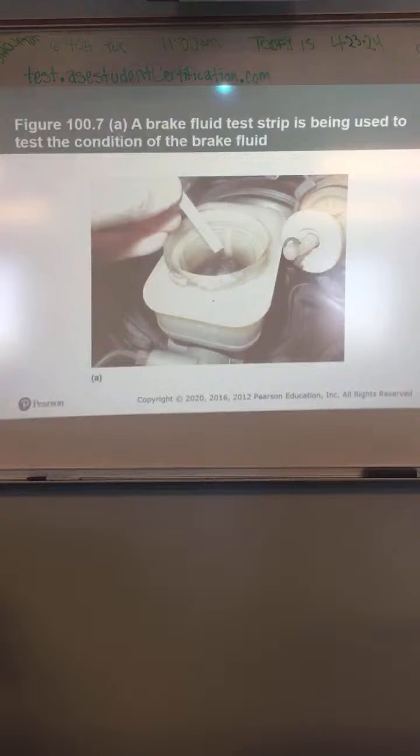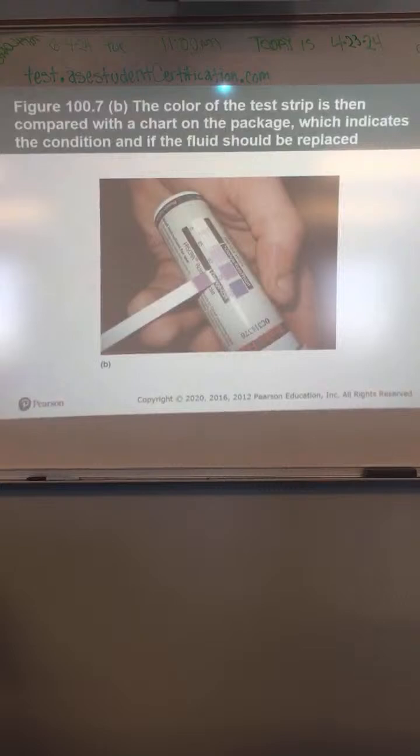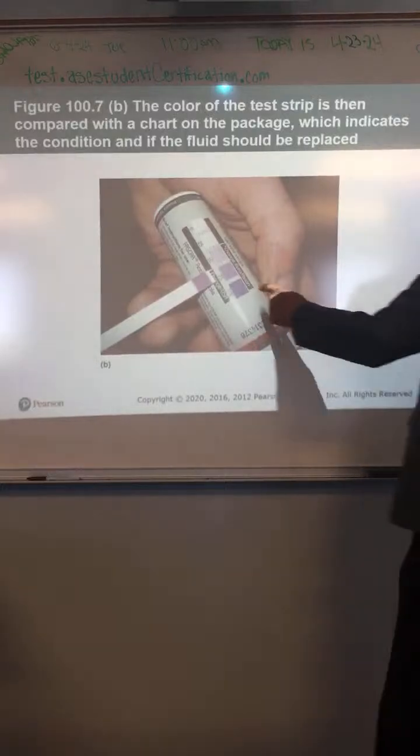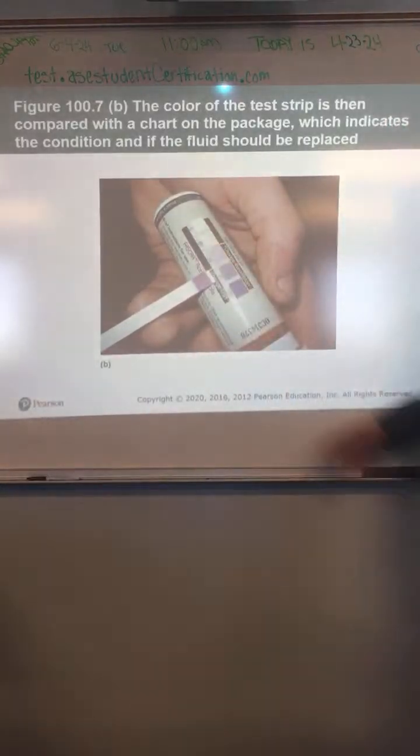Test strips can be used to check the condition of the fluid. If you don't have a test strip, just give it a good visual inspection. If it looks dark, if it looks like it's old or whatever, I would recommend doing a brake flush on it. What happens on these test strips is they just turn a certain color when you dip them in the fluid. You just compare it to the chart on the side of the container, and it'll give you an idea of its condition.